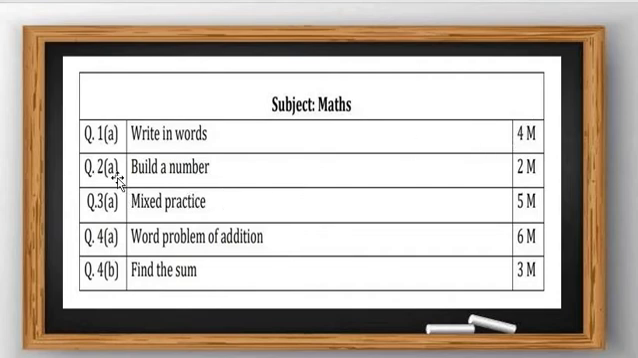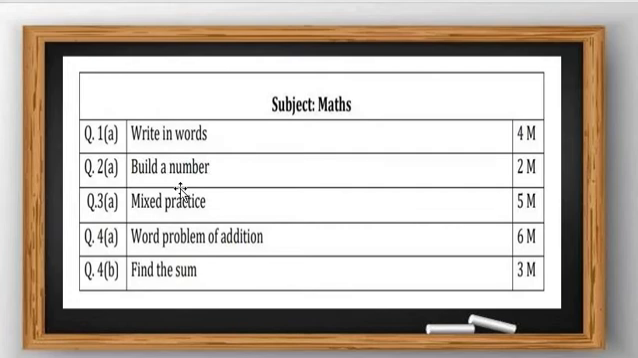Then after that, question number 2: build a number. How can we build a number? Both question number 1A and question number 2 are from chapter number 1. How can we build a number? You all know already. I taught you in exercise 1B, question number 3, build a number. How can we build?